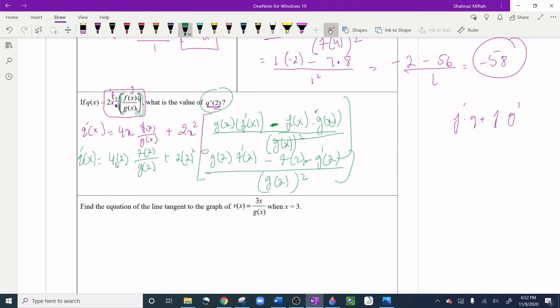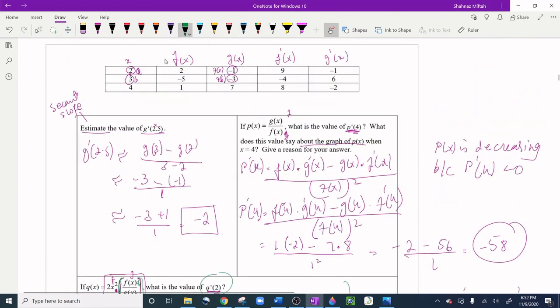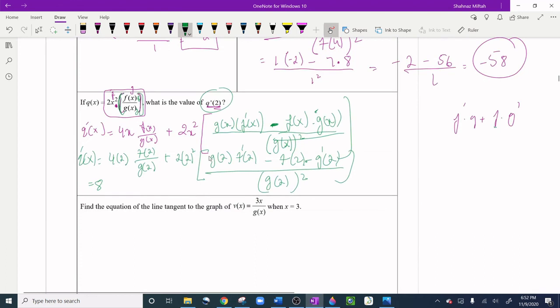Now 4 times 2 is going to give me 8. Got that. F of 2, I'm going to go up there in the table. This is f, that's 2. F of 2 is 2. Okay, you guys can check your tables too. Then g of 2 is -1. There we go. Then this is 2 times 2 is 4, 4 times 2 is 8 again, right there.